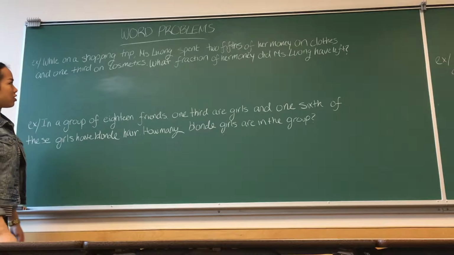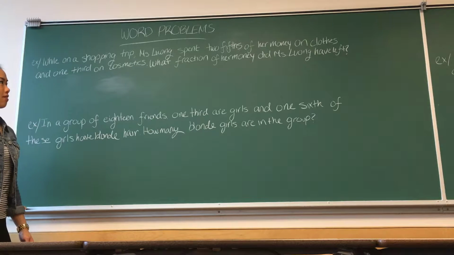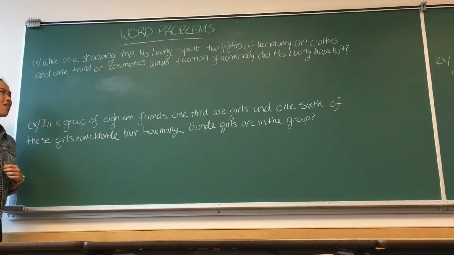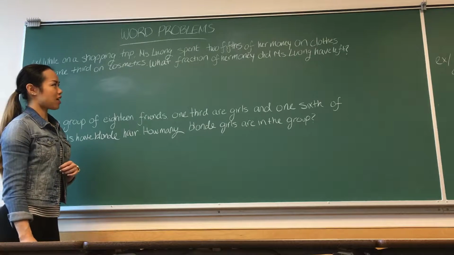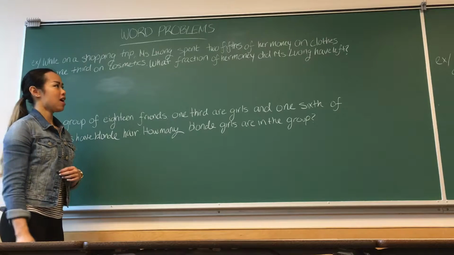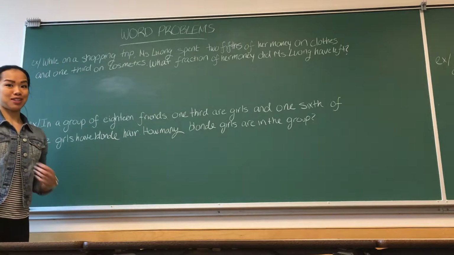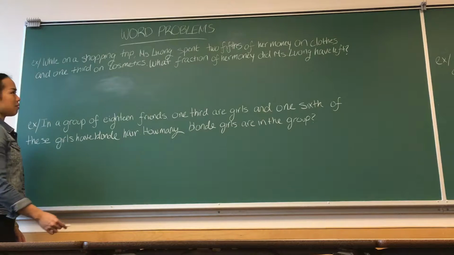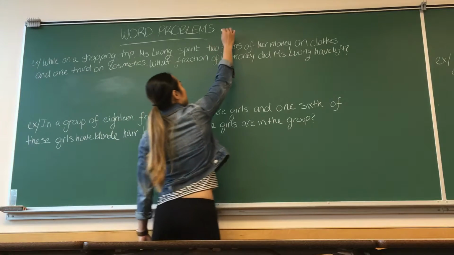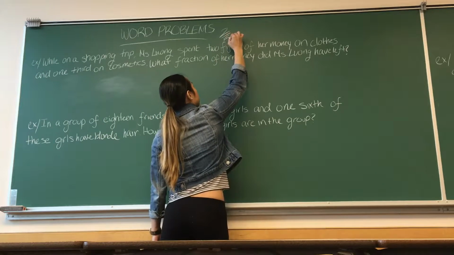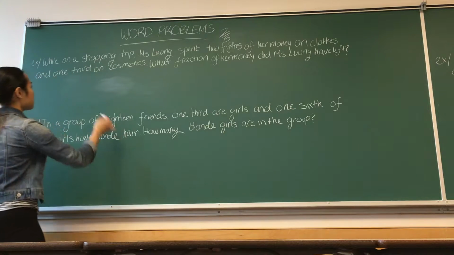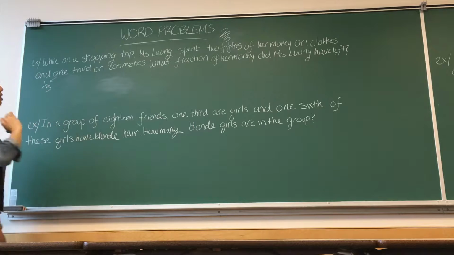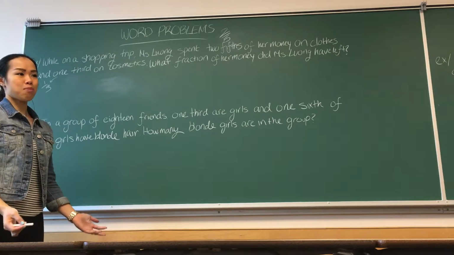While on a shopping trip, Miss Luong spent 2/5 of her money on clothes, love my clothes, and 1/3 on cosmetics. What fraction of money did Miss Luong have left? Sounds like I spent a lot of money that day, so let's figure out how much I spent. Okay, let's see. I spent 2/5 on clothes, and then I spent 1/3 on cosmetics. Now let's add that up and see how much I spent that day.